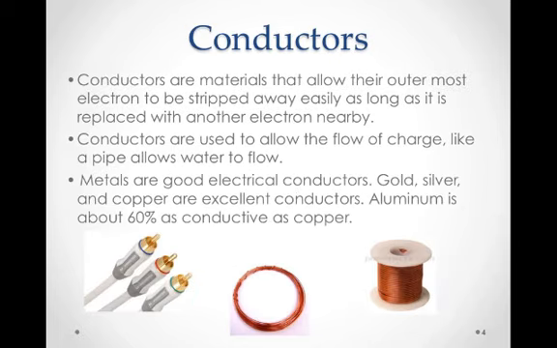So we know a little bit about current now, but what does current flow through? Well, currents flow through materials called conductors. And conductors are materials that allow their outermost electron to be stripped away easily as long as it is replaced with another electron nearby. And if you recall the copper atom we saw with that electron way in its outermost shell, it makes a great material as a conductor. Conductors are used to allow the flow of charge like a pipe allows water to flow.